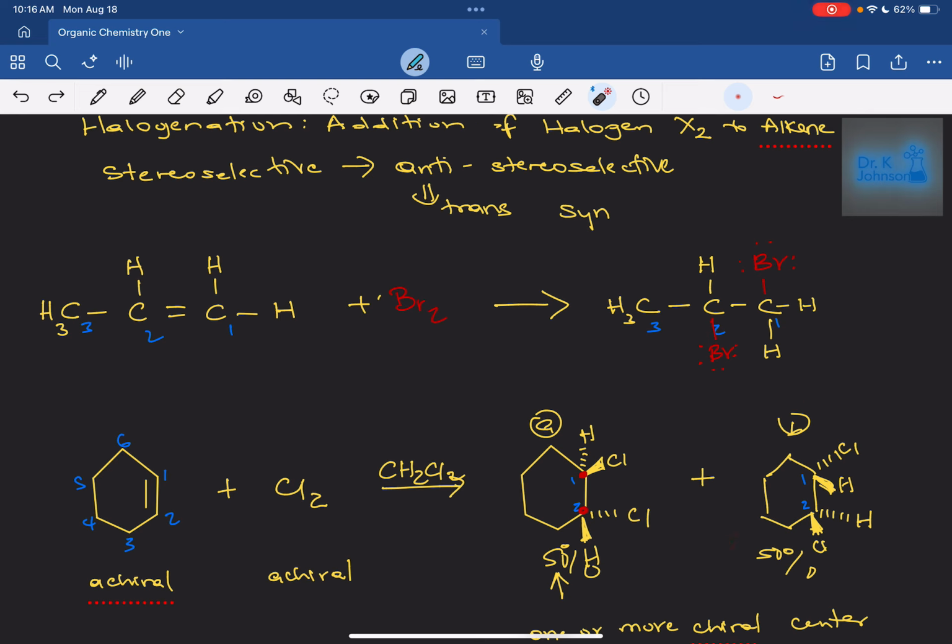If you have any questions, drop them in the comments. But it's the same idea. Just remember that once you have something achiral and you generate a chiral center, you will get a racemic mixture. So this one is a racemic mixture, and this time around, you only have one chiral center.